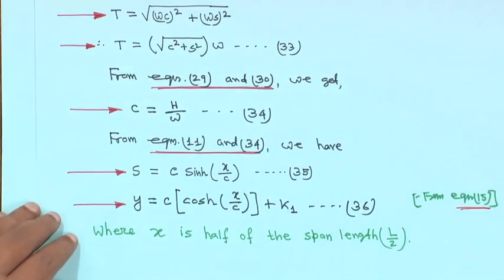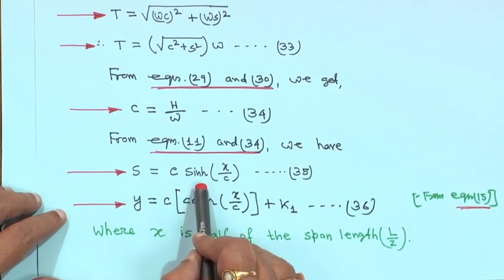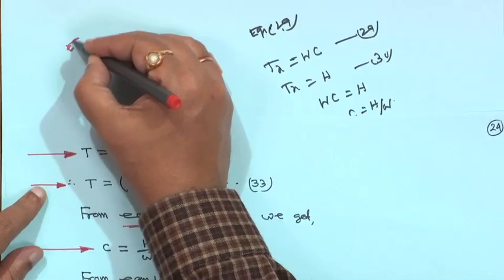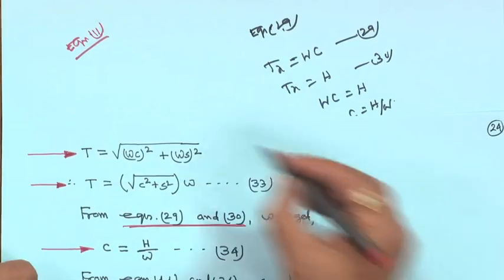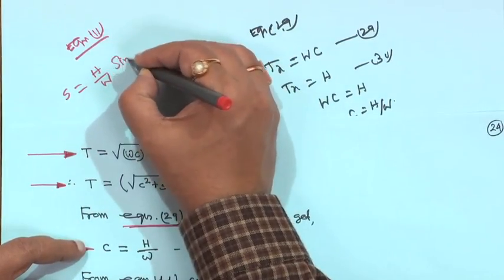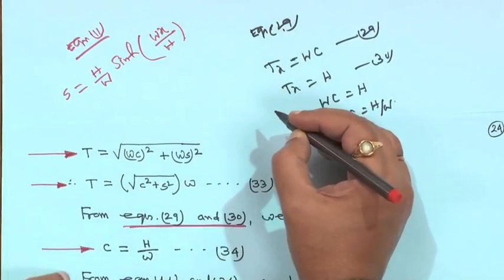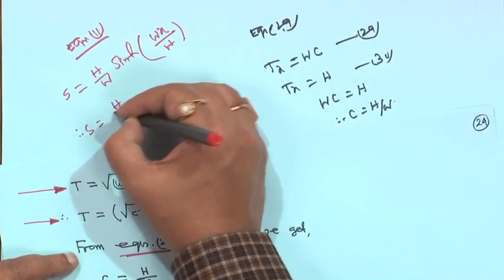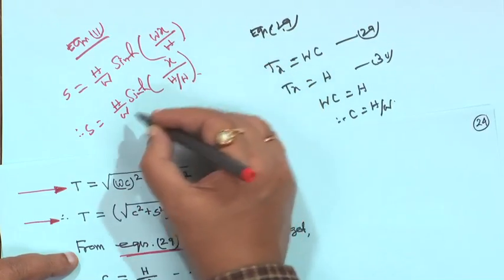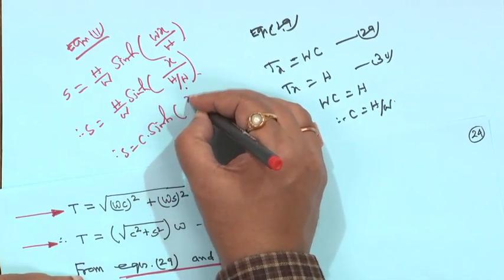Now again from equations 11 and 34, we have small s is equal to C sinh of x by C. Because if you see equation 11, it was small s equal to H by W, then sinh of W x by H. Now, this can be written as sinh of x upon H by W, and H by W is equal to C, that is why you are writing s is equal to C sinh of x upon C.